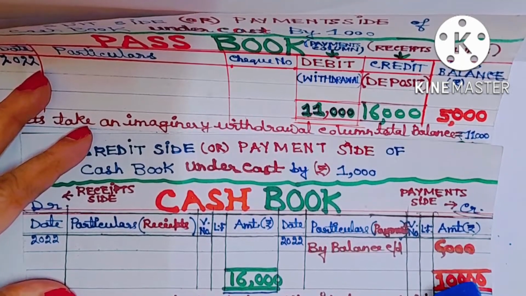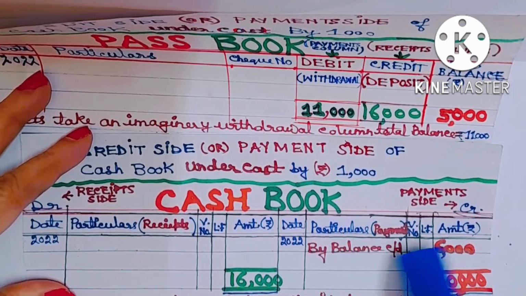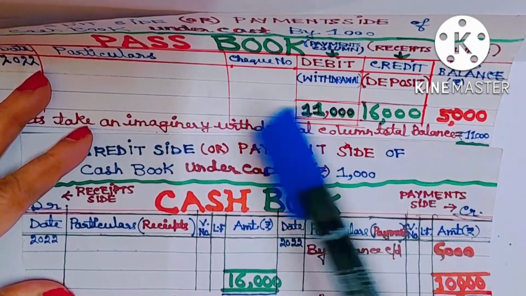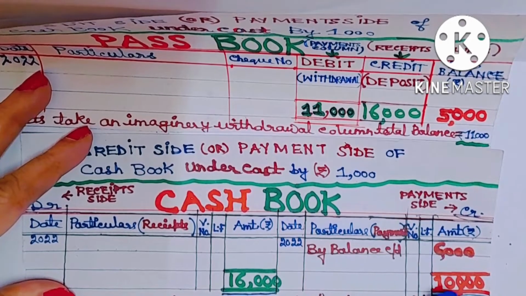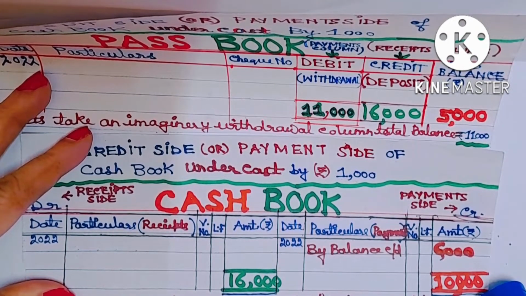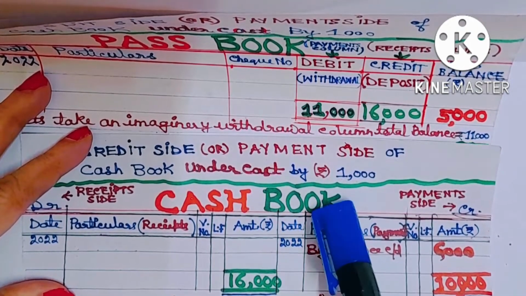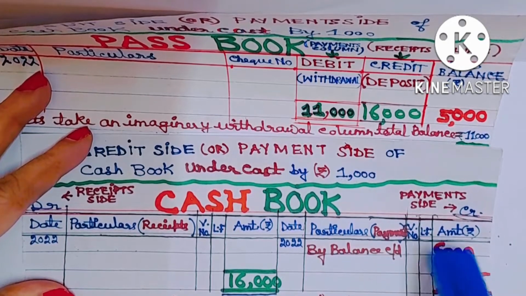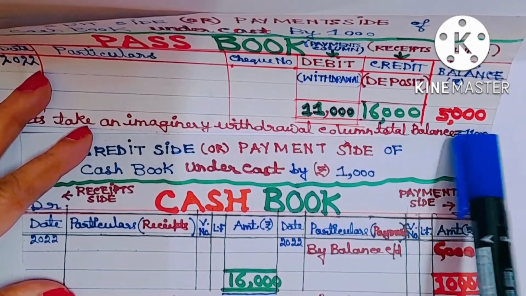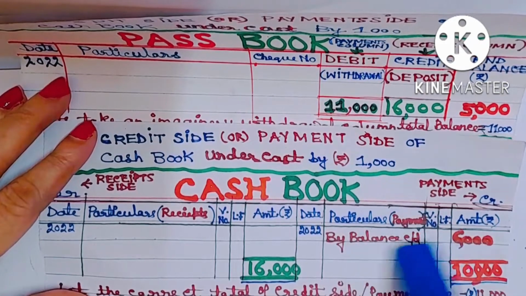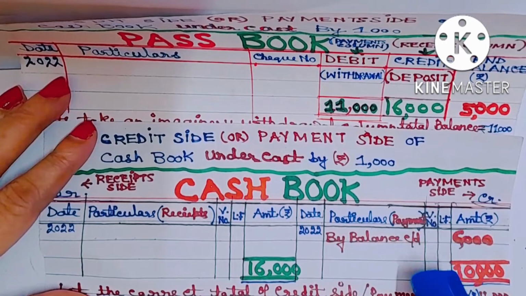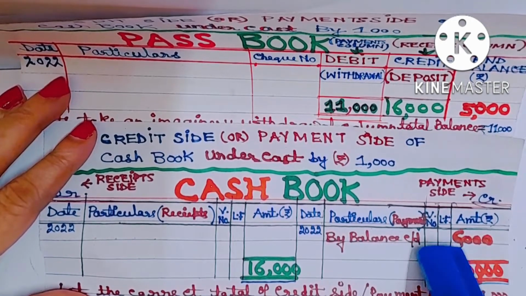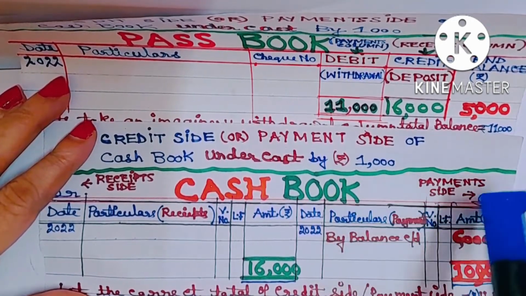So the lower the payment side, the more your cash book balance will increase. But passbook balance should have been equal to cash book balance. Just because the businessman made a mistake, wrongly writing 10,000, the total has become short by 1,000. That is the reason cash book balance is more by 1,000 and passbook balance is less by 1,000. Okay? Please remember, undercasting of credit side or payment side by rupees 1,000 of cash book means cash book balance will be more by 1,000 in comparison to the passbook.